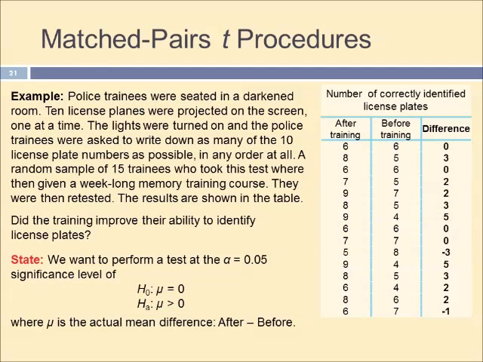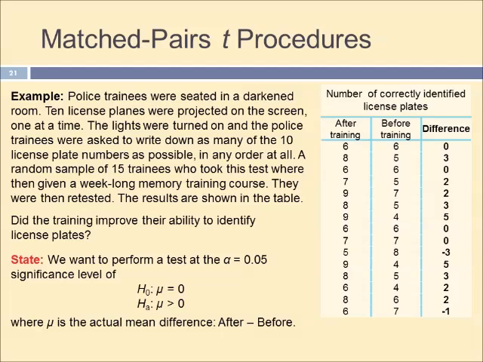So here's an example. Police trainees were seated in a darkened room. 10 license plates were projected on the screen, one at a time. The lights were turned on, and the police trainees were asked to write down as many of the 10 license plate numbers as possible, in any order at all. A random sample of 15 trainees who took this test were then given a week-long memory training course. Then they were retested. The results are shown in the table below. So, question, did the training improve their ability to identify license plates?